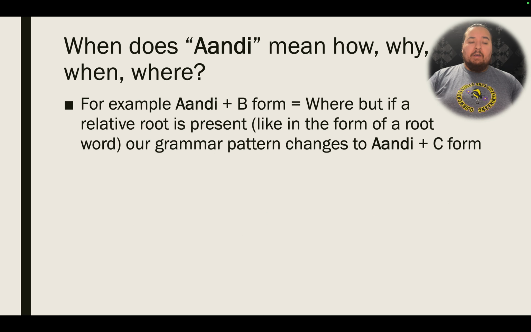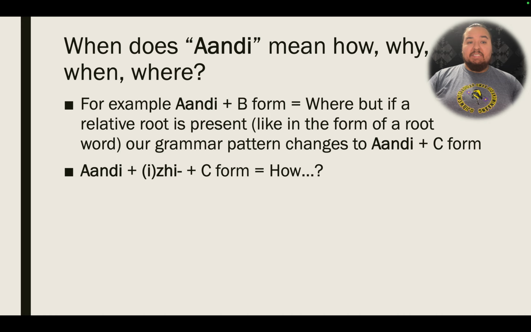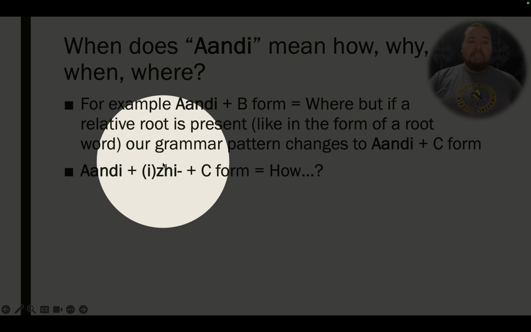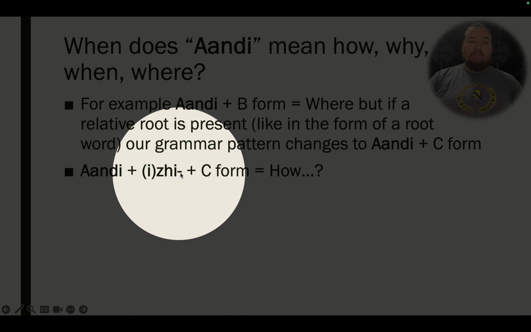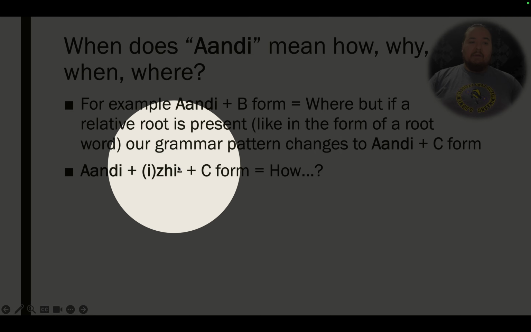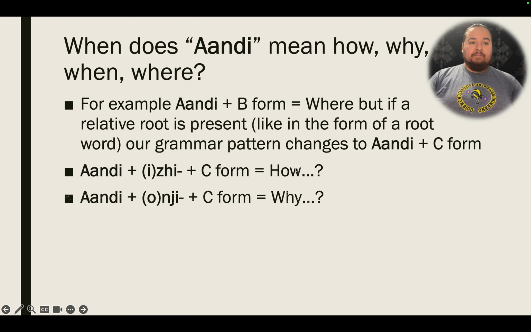So for example, onde plus B form means where, but if a relative root is present, like in the form of a root word, our grammar pattern will change to onde plus C form. So we have onde plus je plus C form means how. Onde, think of that as just a general question word. Je is referring to the manner or how. And so that will be in C form. So how is whatever happening.